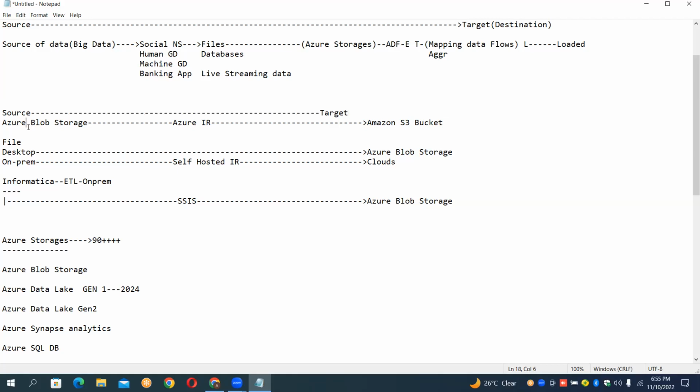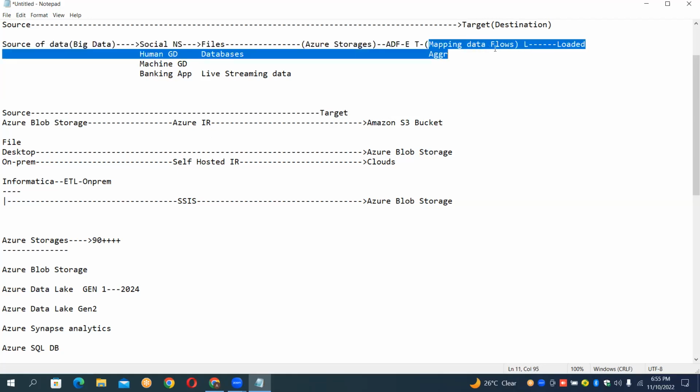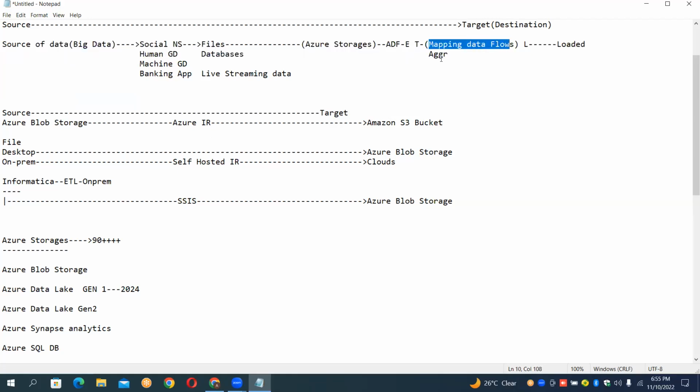That is, copy the data from the source to the target. That is called as what? Activities. That comes under activities. And what arithmetic operations do you want to perform on the data? That will be done by mapping data flows. Arithmetic operations or any kind of transformation techniques you want to apply on the data, that is done by mapping data flows.